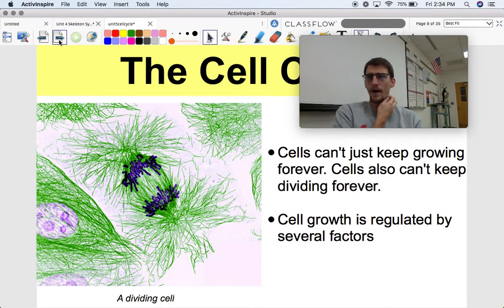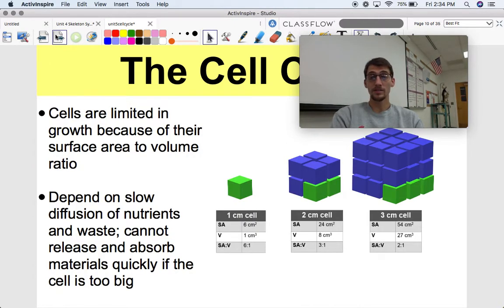And we're going to talk about why that is, what limits cell growth here. There's a short answer to this that we're going to get to on the next page. But cell growth and division are regulated by several factors here. Cells can't keep growing forever, but they also can't just keep dividing forever. Okay, so there are limits and regulations to the growth and division of a cell. Cells are limited in their growth because of what's called their surface area to volume ratio.